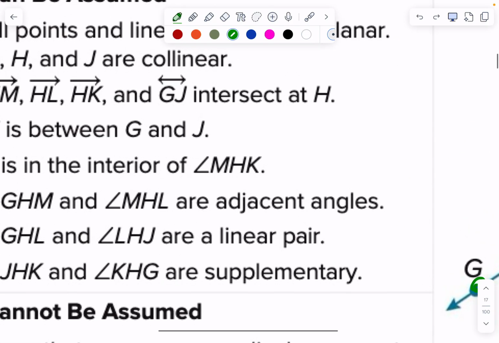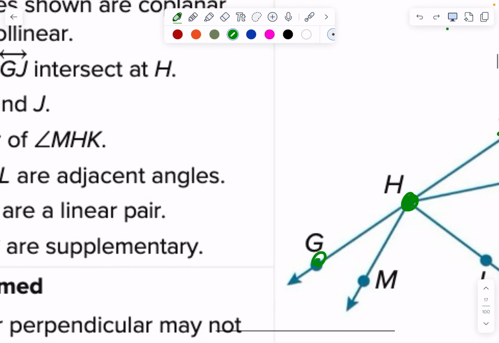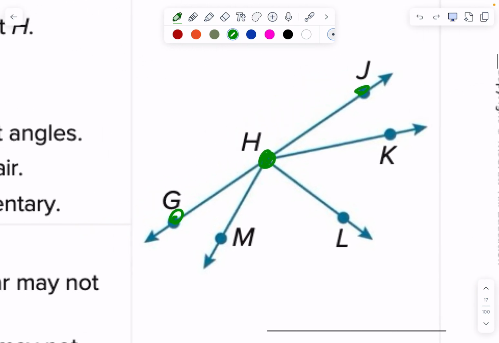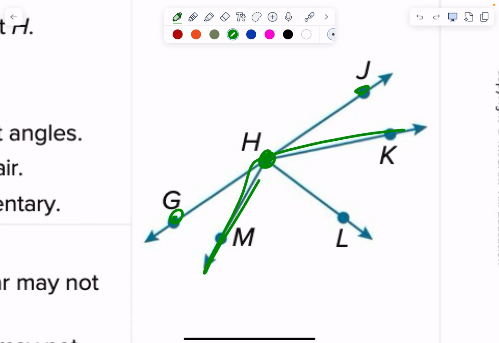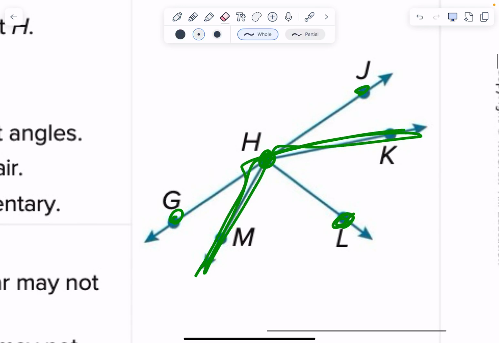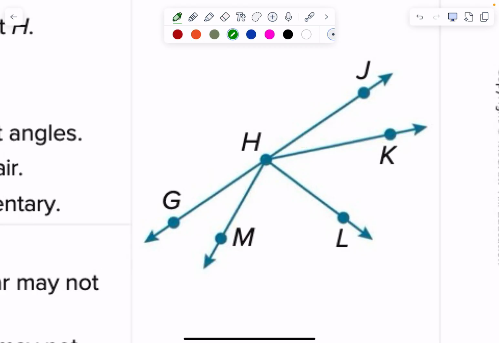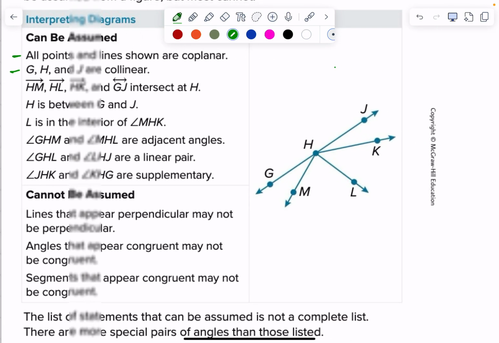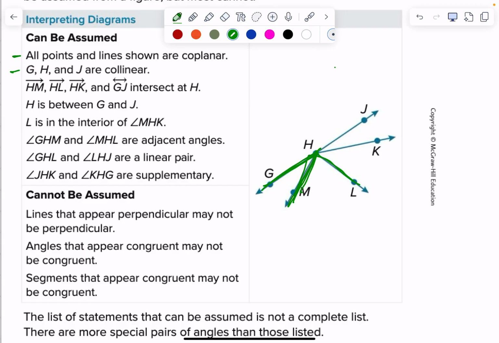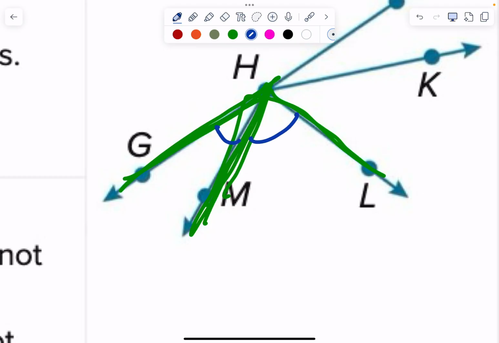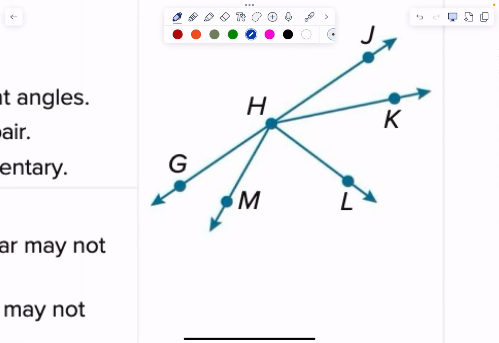All right, we can assume that L is in the interior of angle MHK. This angle right here, that L is inside of that little chomper. Yes, we can assume that. These are all things that we are allowed to assume. We can assume that GHM and MHL, so this angle and this angle, are adjacent because they share a side and a vertex, right? Those two are adjacent angles. We can assume that from the diagram.